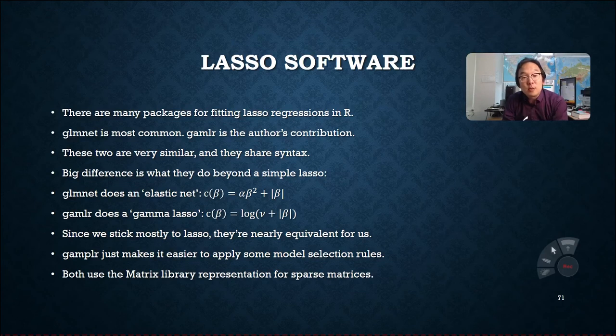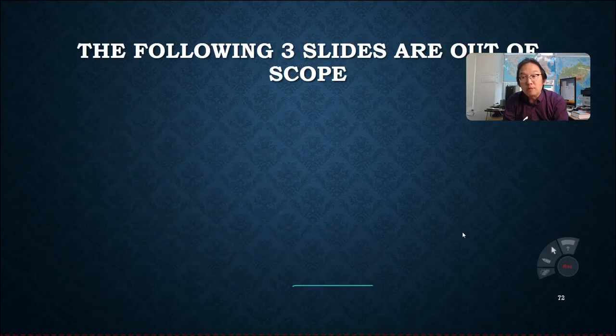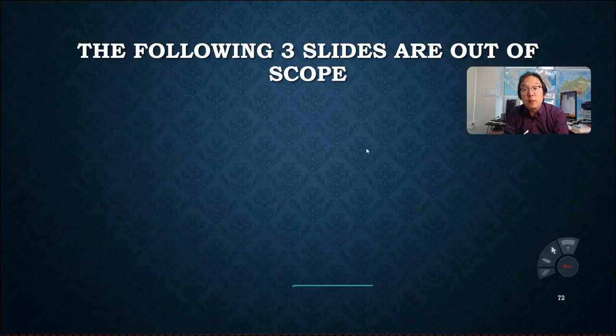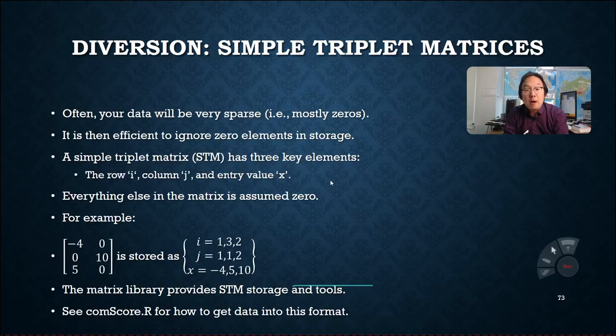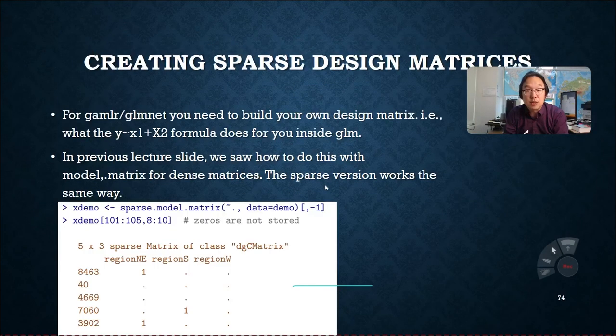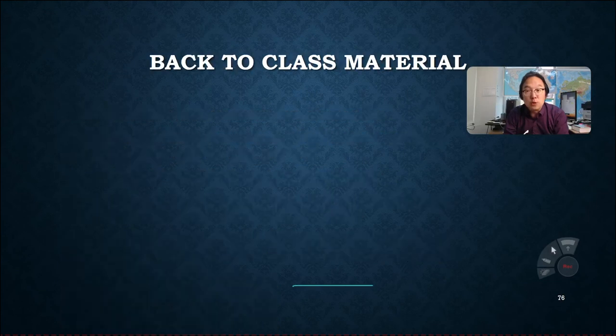Since we stick mostly to LASSO, they are nearly equivalent for us, and this makes it easier to apply some model selection rules. Both use the Matrix library representation for sparse matrices. Sparse matrices are not going to be tested in our exam, don't worry about it, it's out of scope, but you can read it in your textbook. The following three slides, the sparse matrix discussions, are out of scope. You can enjoy it in your free time.